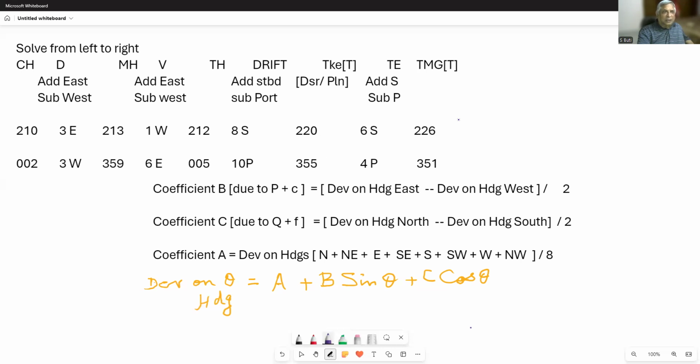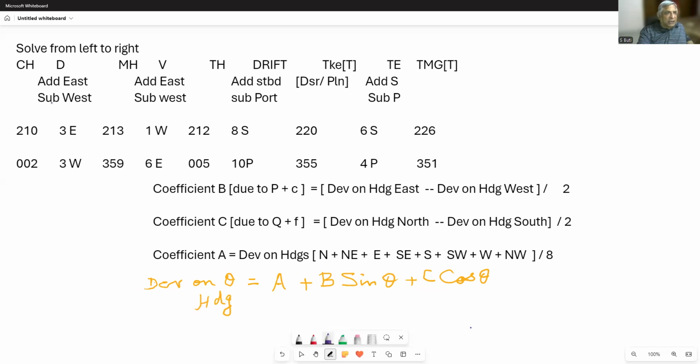What is variation? Variation is given to you by reading the isogonal lines, joining places of equal variation, which are drawn on your charts. From there, you will read your variation. Whereas deviation is calculated through a process known as compass swing. We will not go into detailed theory of the compass swing, but the numericals which are asked regarding the compass swing generally relate to how coefficients B, C, and A are calculated.